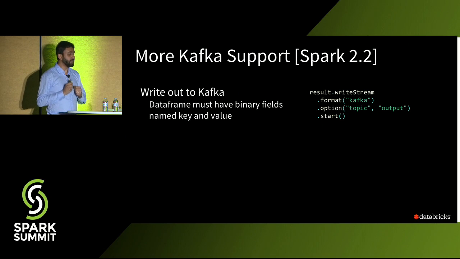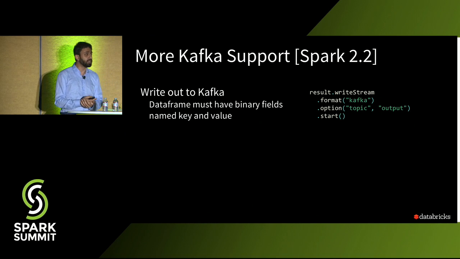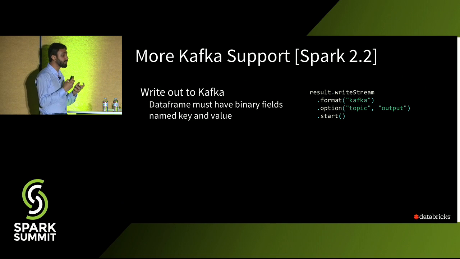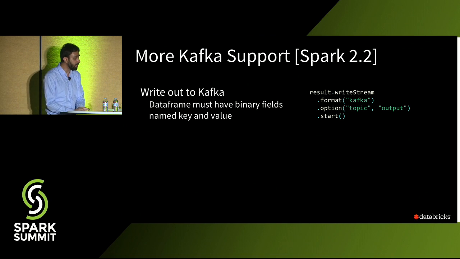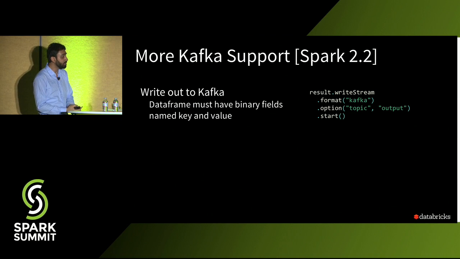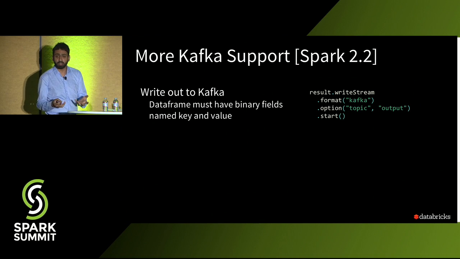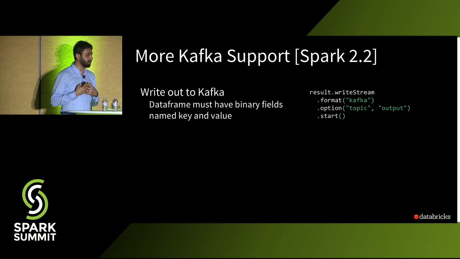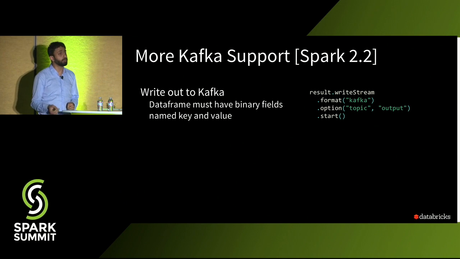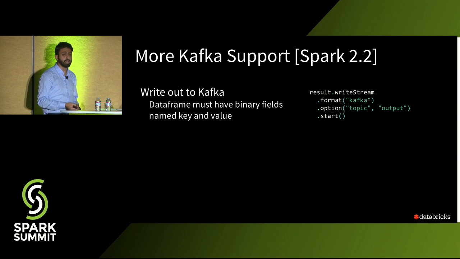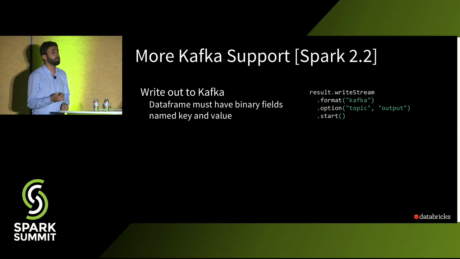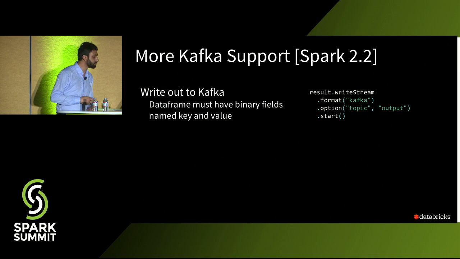Finally, in 2.2, we have added a lot more Kafka support. You can write out to Kafka directly. That has been a highly requested feature since 2.1. You just have to specify format Kafka again, and you have to do writeStream instead of readStream. With format Kafka, you specify which topic you want to write to, specify the brokers, and start.